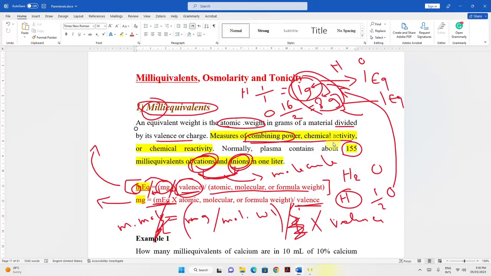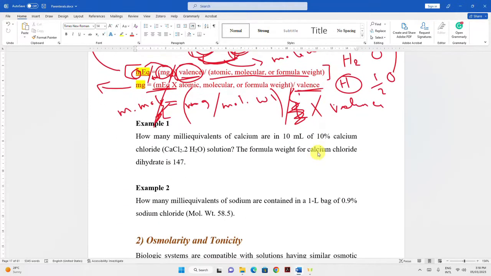We are going to solve together one or two examples. Let's look at the first one. The first example says, how many milli equivalents of calcium are in 10 ml of 10% calcium chloride? Here is the formula, calcium chloride solution. The molecular weight for this formula is 147. We'll solve it together.